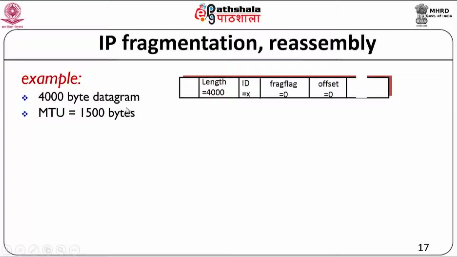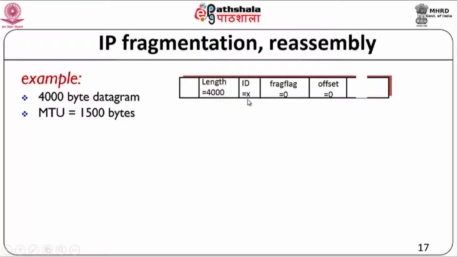So, a more detailed view of the same thing. We will take this example. Let us say I have a 4000 byte datagram that is being sent. MTU, let us assume, is 1500 bytes. So, the initial packet, the unfragmented original packet, will have the length field set to 4000 bytes.